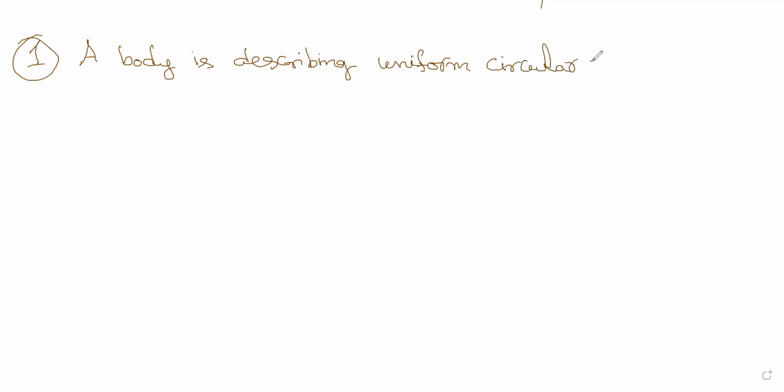A body is describing uniform circular motion. What is uniform circular motion? I explained this earlier. Speed is constant.